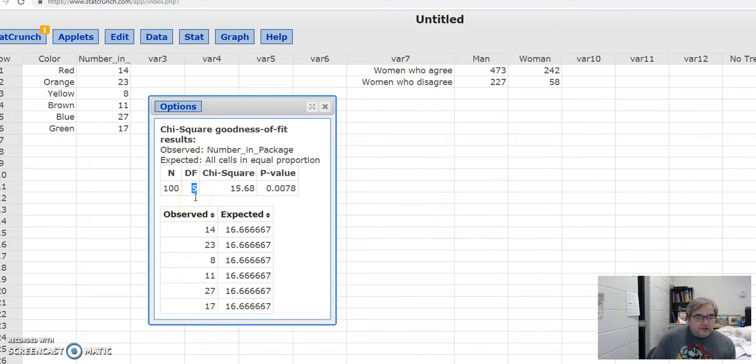Now I'm doing the test for a particular reason, and that particular reason is right there. That 5 is the degrees of freedom. For chi-square goodness of fit, that should be fairly intuitive because you have 6 different categories. 6 minus 1 gives you 5 degrees of freedom.